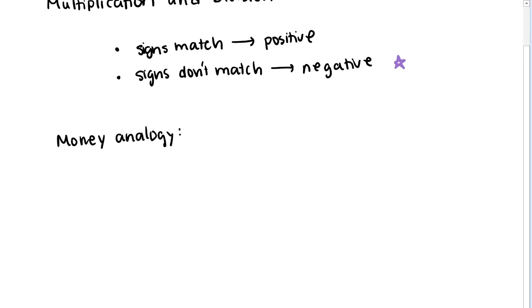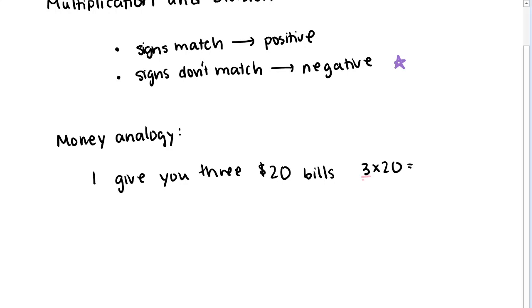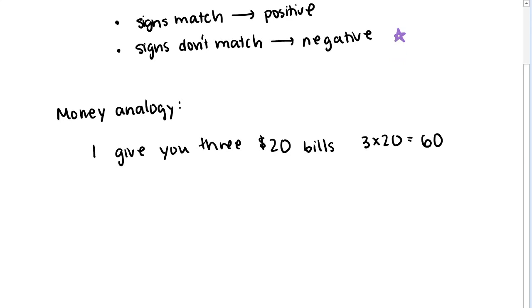Let's say I give you 3 $20 bills. This is the same as you getting this $60, which I can see as 3 times 20. 3 times 20 is 60. This is like saying I'm giving you 3 sets of $20. And so you gain 60. So that's one way to visualize this multiplication: 3 times 20 is 60, I'm giving you 3 sets of $20 bills.